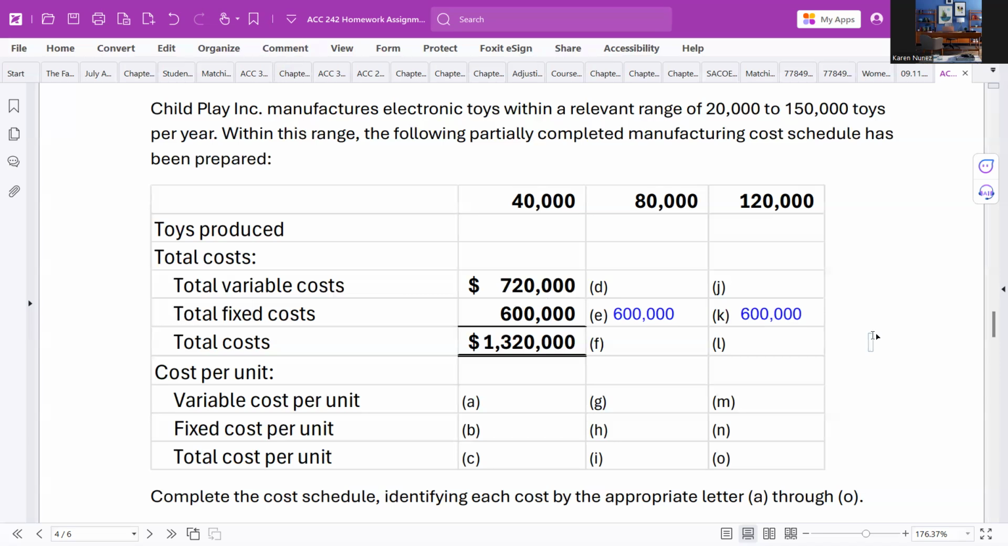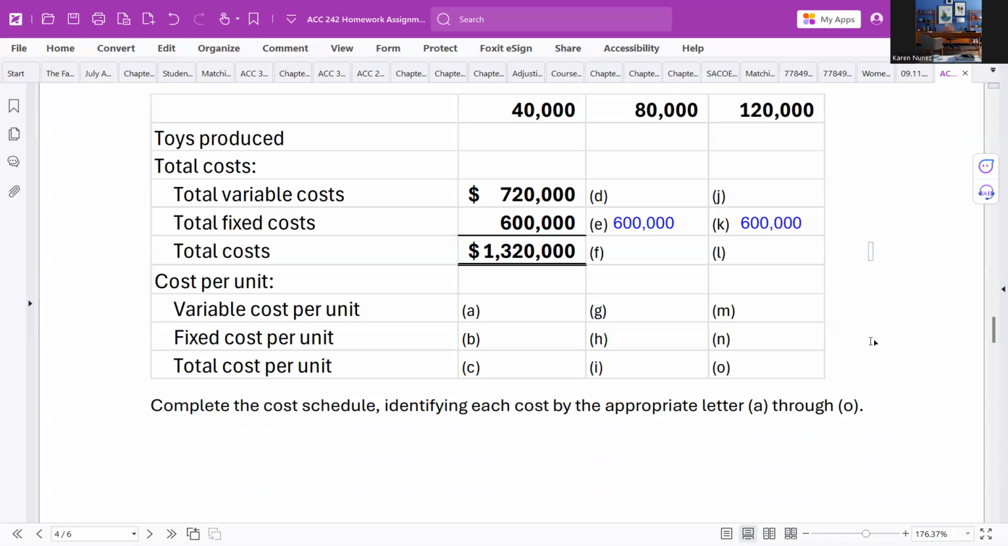And since we've predicted the fixed costs, what we can also do now is calculate the fixed costs on a per unit basis. Anytime we need a cost per unit, all we're going to do is take the total cost here for the fixed and divide by the number of units, right? So if we take $600,000 and divide by 40,000 units, that will give us the fixed costs on a per unit basis.